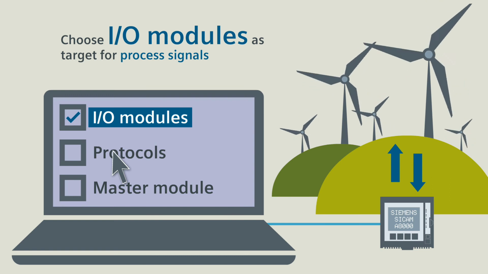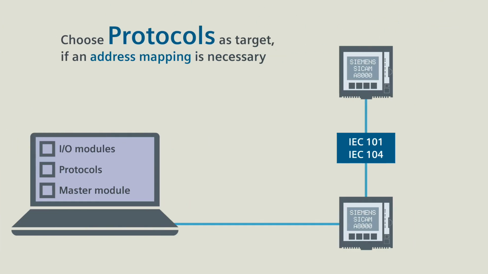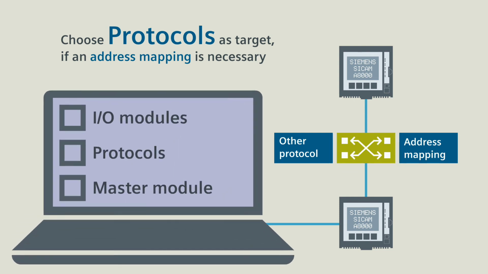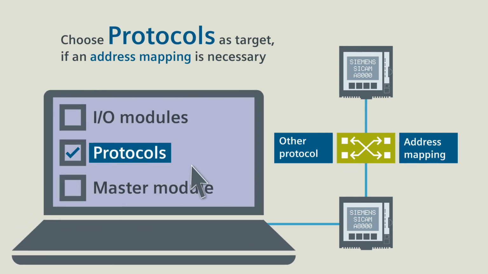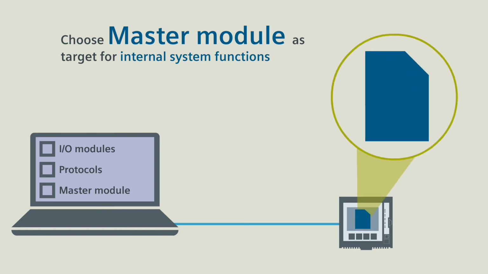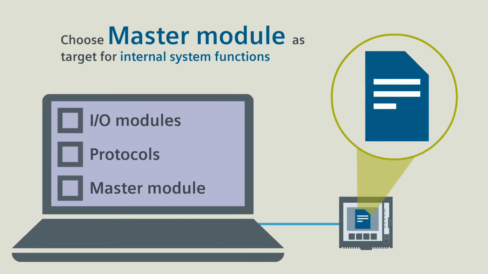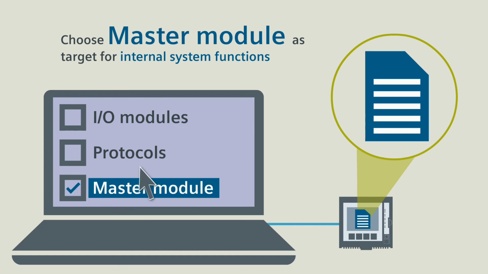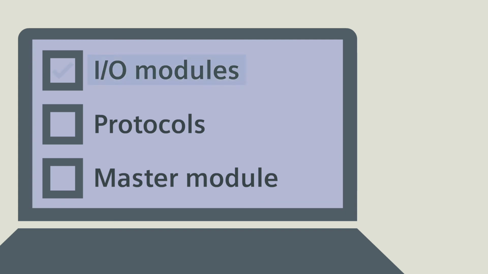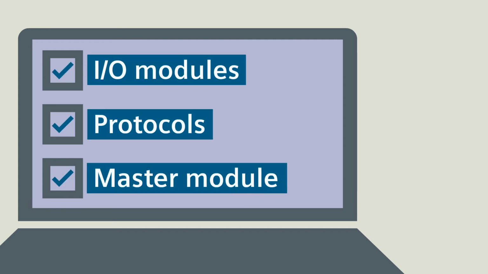If you do not use IEC 101 or IEC 104 to exchange information with another station, then address mapping is necessary. In this case, assign the signals to be transmitted with the chosen protocol. And for internal system functions, such as the writing of data in the event list, select the master module as the target for the relevant signals. By the way, multiple assignments of one and the same signal to various targets are always possible.